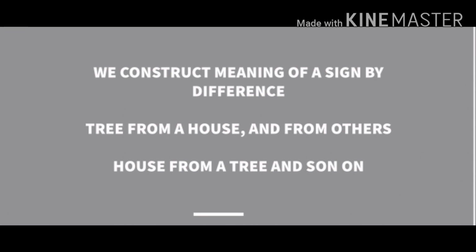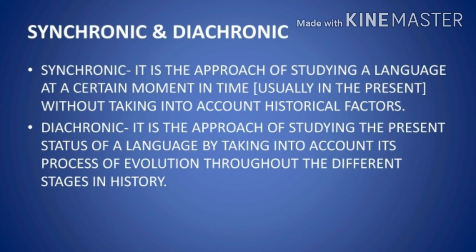Okay, so lastly, Saussure talks about two methods of studying language. First is synchronic. So synchronic is the approach of studying language but at a certain moment in time, usually in its present moment. Okay, and second is diachronic. So diachronic is the approach of studying language by taking into account its history. I mean, everything that has been can be associated with the language. That means its history, how it evolved from history at different stages, and so on.